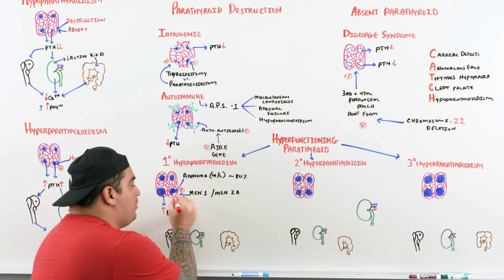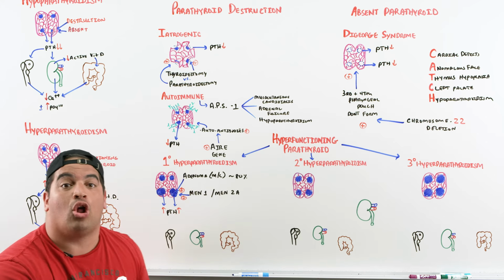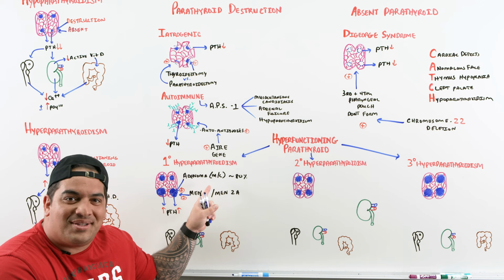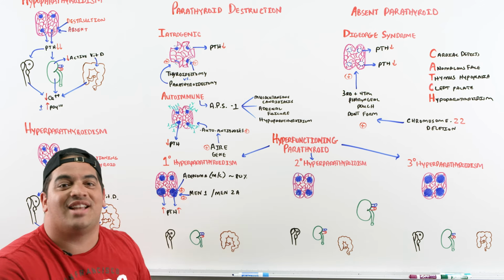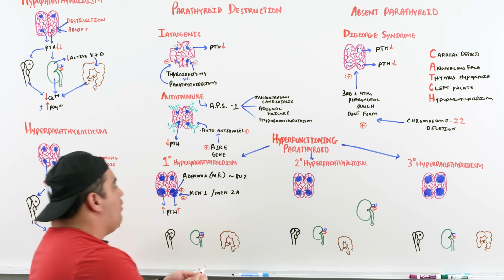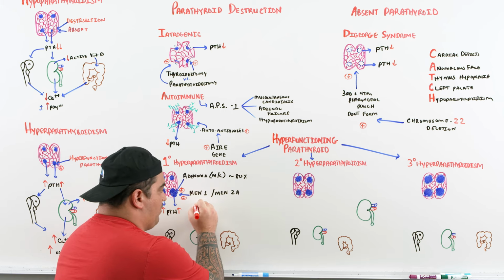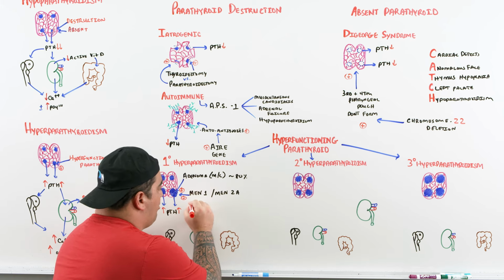The hyperplastic tissue will then gain the capacity to produce larger amounts of PTH, which will then affect its target organs. What really helps us is we know that adenoma is by far the most common cause. But with multiple endocrine neoplasia, this is helpful for the vignettes. For MEN1, I want you to remember the 3 P's.